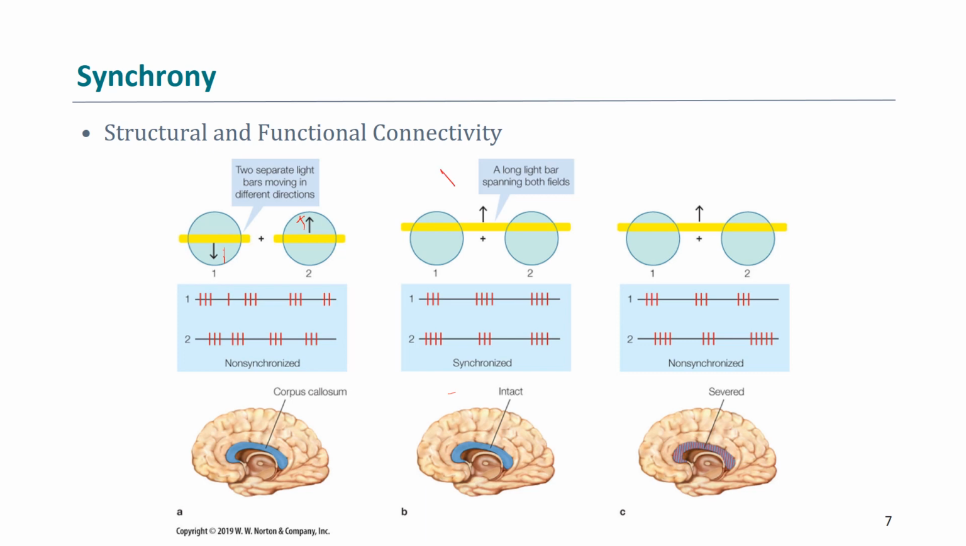In B, a long light bar is spanning both fields. Here, in an animal with an intact corpus callosum, cells with spatially separated receptive fields fire synchronously when they are stimulated by a common object, such as a long light bar spanning both fields. In C, in animals whose corpus callosum has been severed, synchrony is rarely observed.